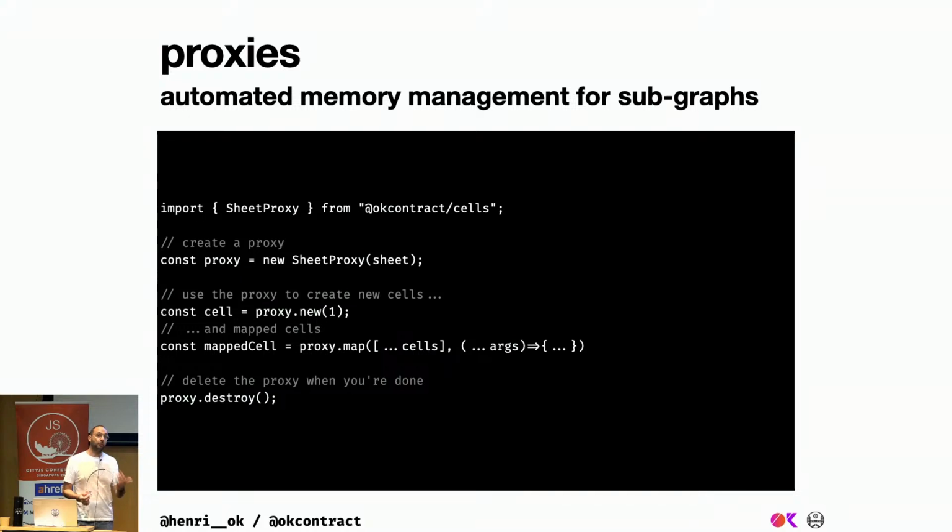So when you have components, for instance, and I'll show you Svelte components or React components, it's very easy to create a proxy when you create your component, have all your local cells, and then destroy the proxy when you destroy or unmount the component.